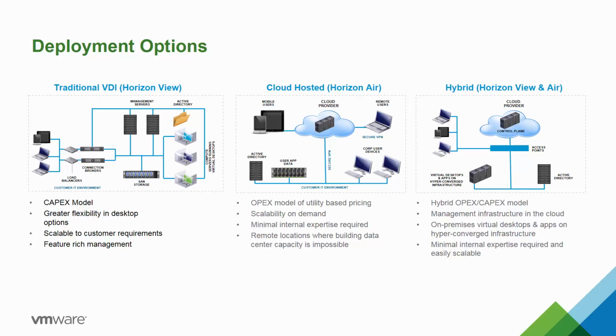VMware offers 3 deployment options for virtual desktops and applications in this Horizon portfolio. The first is our traditional VDI solution, which is Horizon View. The second is our cloud-hosted virtual desktops and applications that I mentioned previously through our Horizon Air offering. And the third option is the new hybrid option, which uses both Horizon View on-premise and Horizon Air cloud-hosted desktops together, so you can manage both of them from a single interface. We'll talk a little bit more about that.